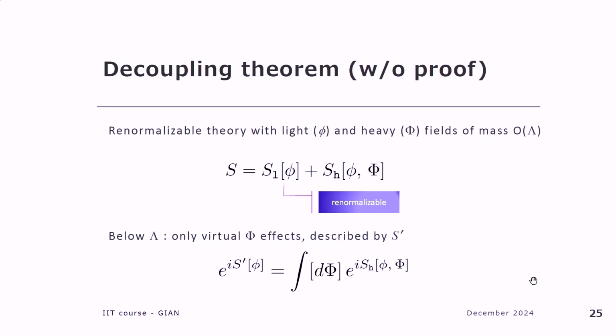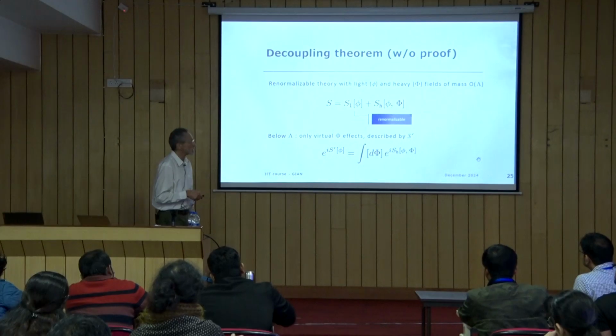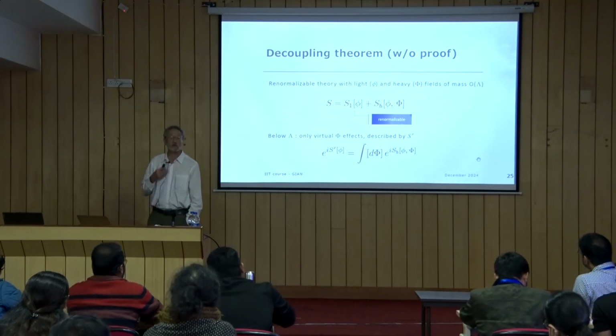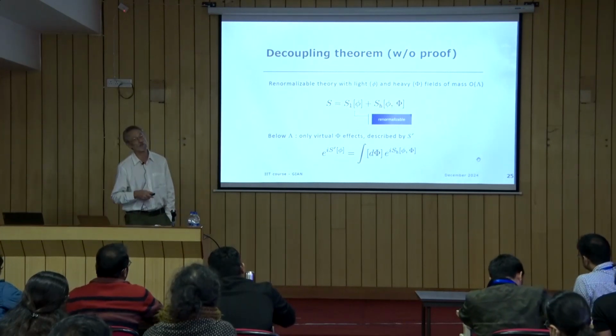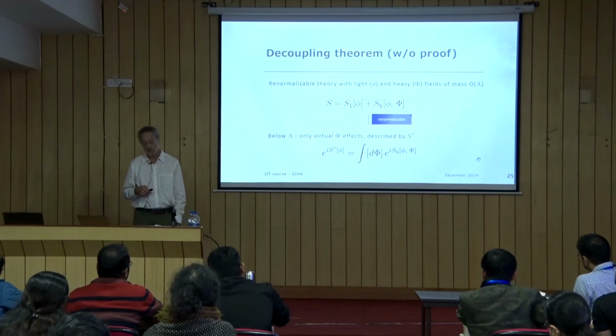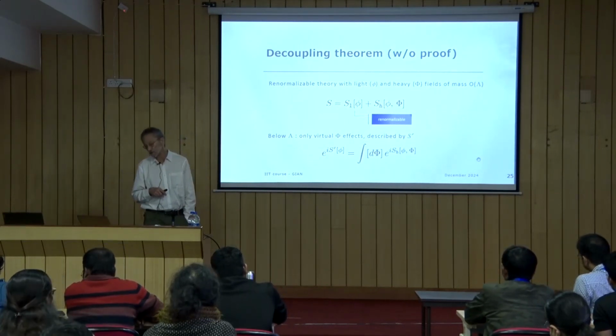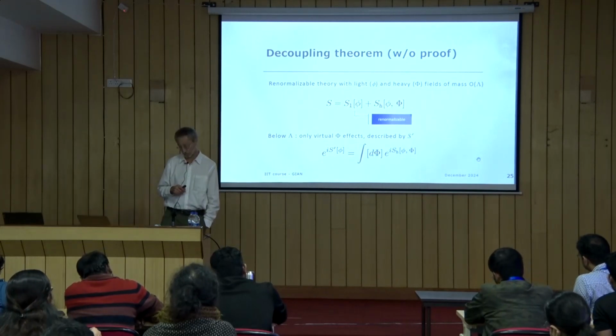And this is done, again, in the same spirit as in the morning, that we will not have enough energy to produce real capital Phi's, but we can certainly probe the virtual capital Phi effects. Now, if you're interested in the proof of what I'm going to tell you, the nicest proof I've seen is in a book by John Collins. It's called Renormalization. It's very readable. It's in chapter 8.